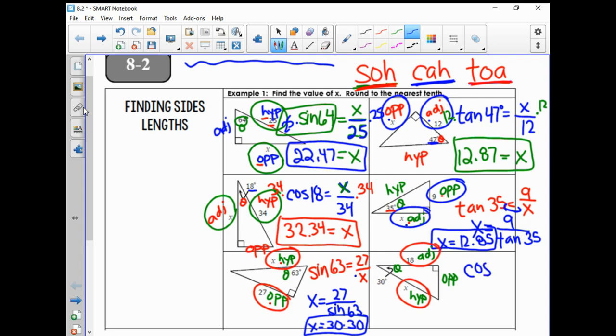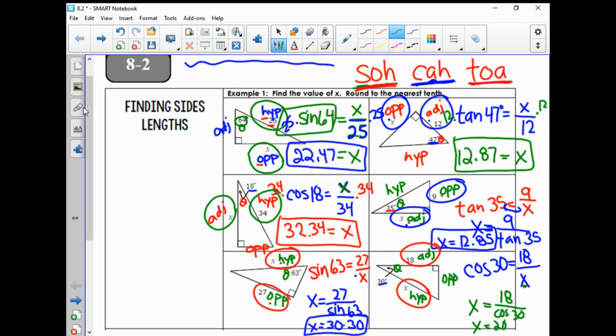The cosine of 30, which my angle is 30. My cosine of my theta, 30, is equal to, now A is first here. So the adjacent goes on the top over the hypotenuse, which is my x. And again, like the others, if your x is in the denominator, flip it to the other side. X is equal to 18 divided by the cosine of 30.